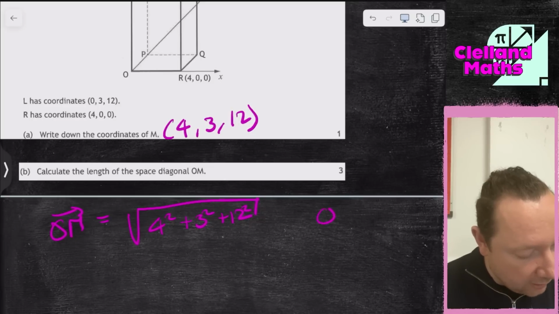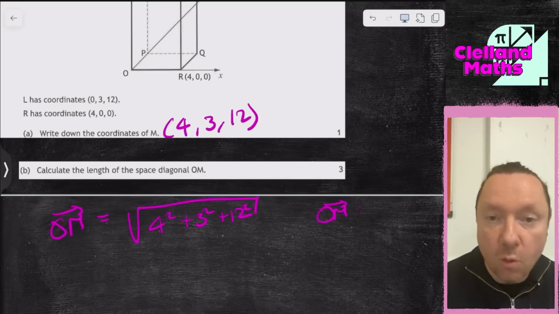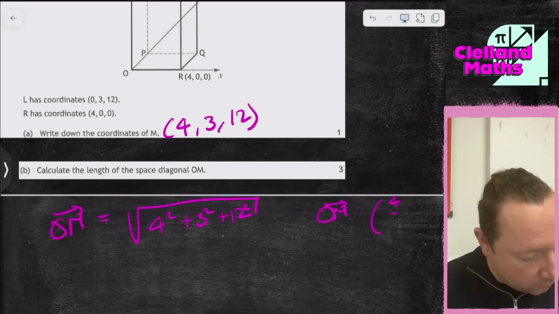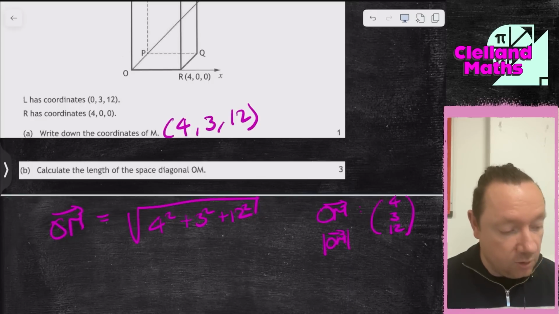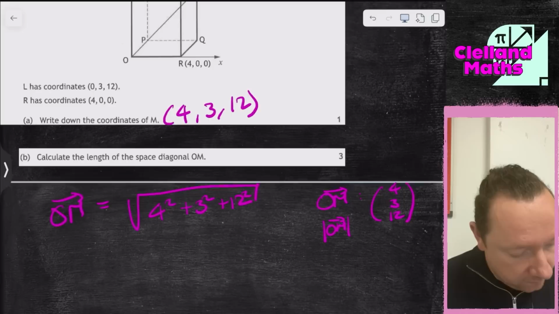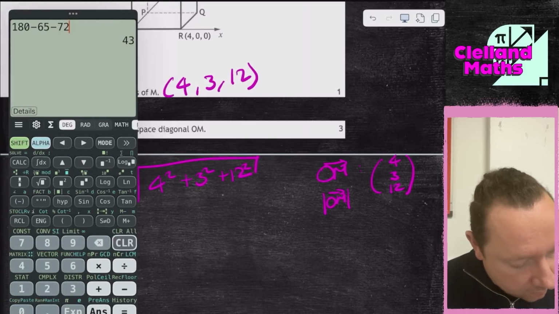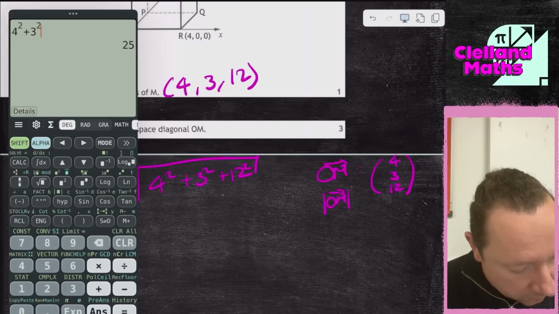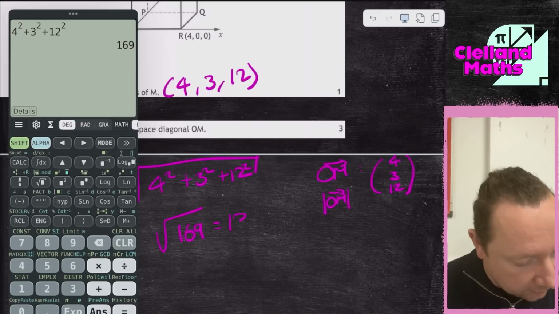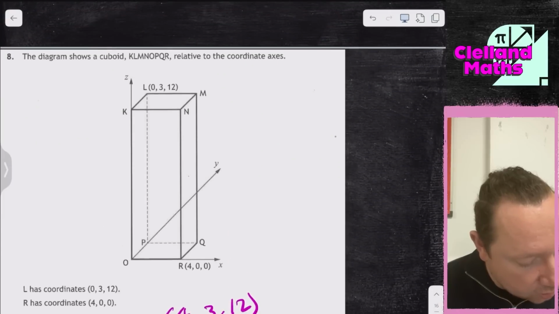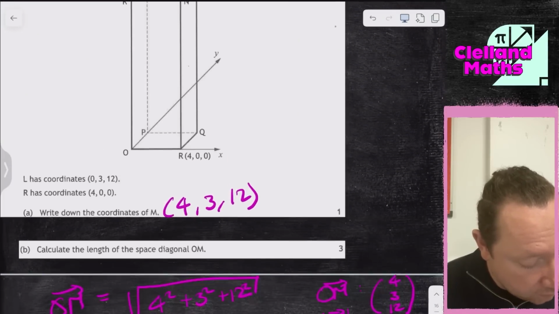And the reason that works is O to M is like a vector. So the vector line of O to M, since O is the origin, is (4, 3, 12). And you're working out the size of O to M, which is the same as doing the magnitude of it, the size. And this is how you do the magnitude. 4 squared plus 3 squared plus 12 squared is the square root of 169, which is 13. 13 units. We don't know how long that is. Is it centimetres, metres? It doesn't actually say. So 13 units.